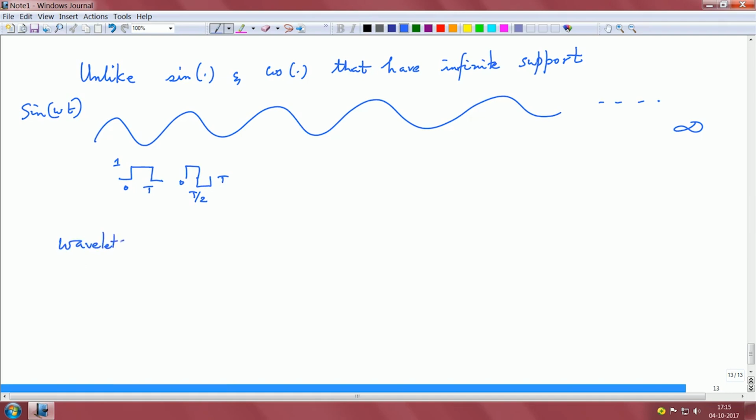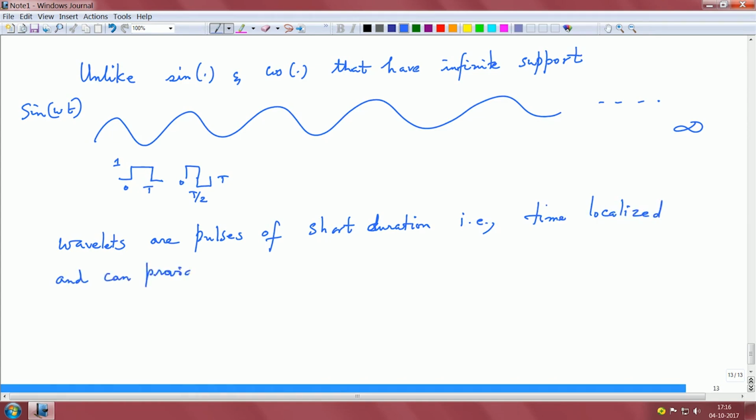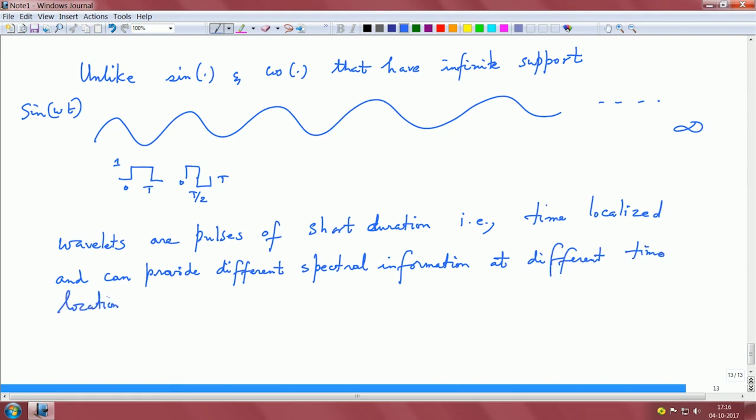So unlike sine and cosine that have infinite support, wavelets are pulses of short duration, that is, they are time localized and can provide different spectral information at different time locations of the signal.